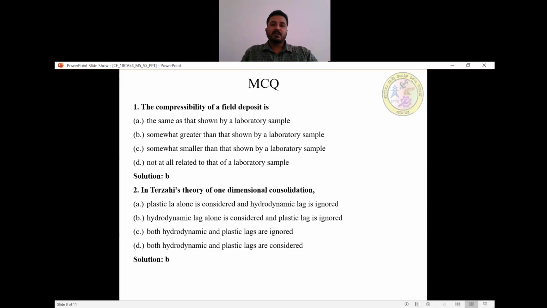Now, let us discuss some of the multiple choice questions relating to consolidation of soils. The compressibility of a field deposit depends on option A, option B, option C, and option D. Yes, it is option B. Compressibility of a field deposit is somewhat greater than that shown by a laboratory sample. In Terzaghi's theory of one-dimensional consolidation, only hydrodynamic lag is considered and not the plastic lag.